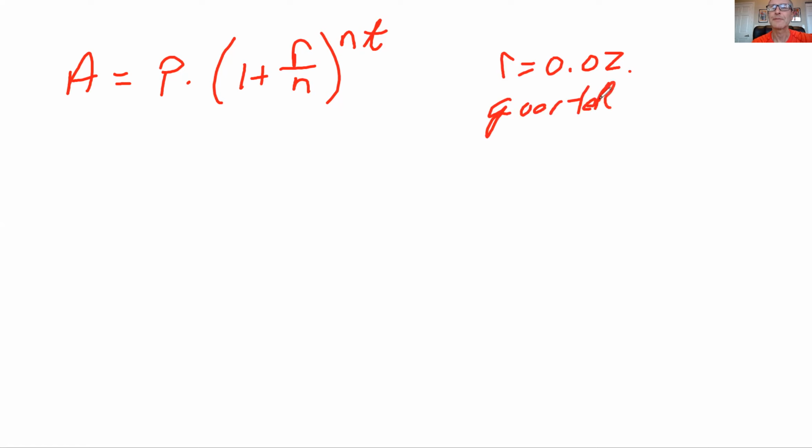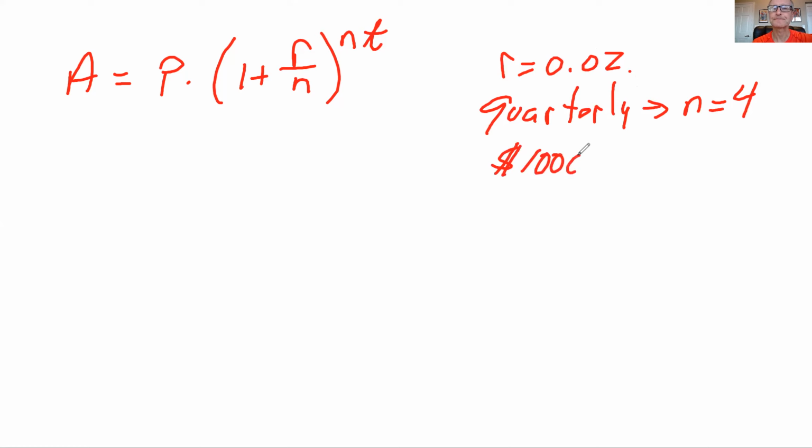Quarterly. So in that case, n would be 4. And we're going to start with $1,000. And let's see what happens after, say, 1 year.